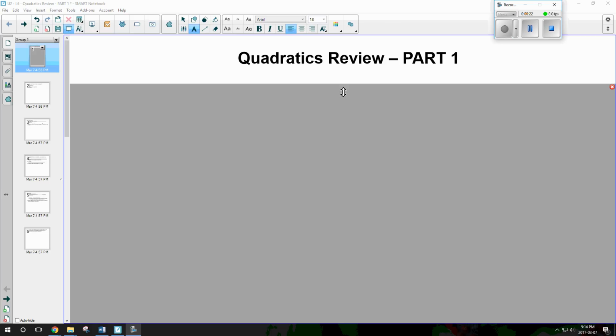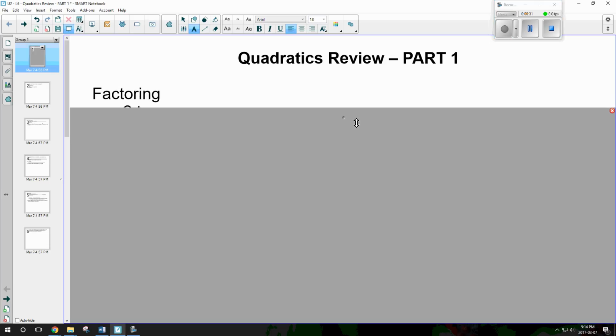So today we are reviewing our quadratics, just the part 1, just the first part of this unit for the test tomorrow. So let's get started. We're starting off with factoring. Remember, there were multiple different types of factoring that we talked about. There are 3 key ones that we will talk about.